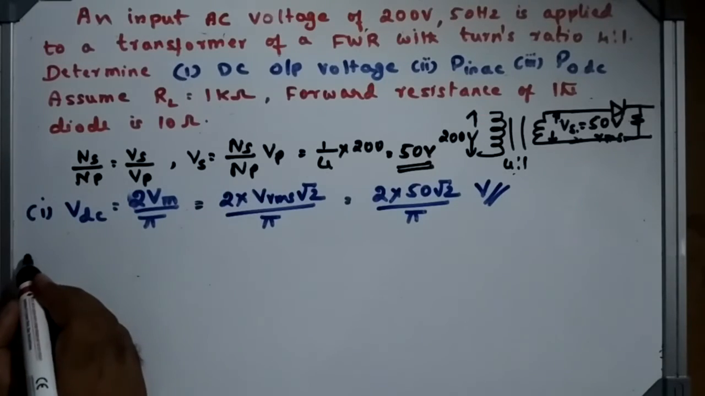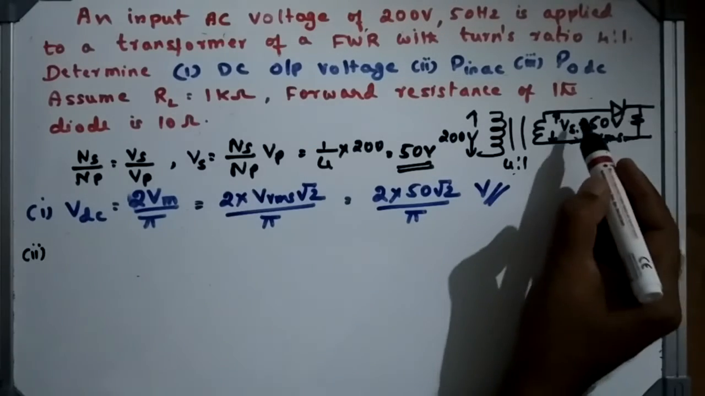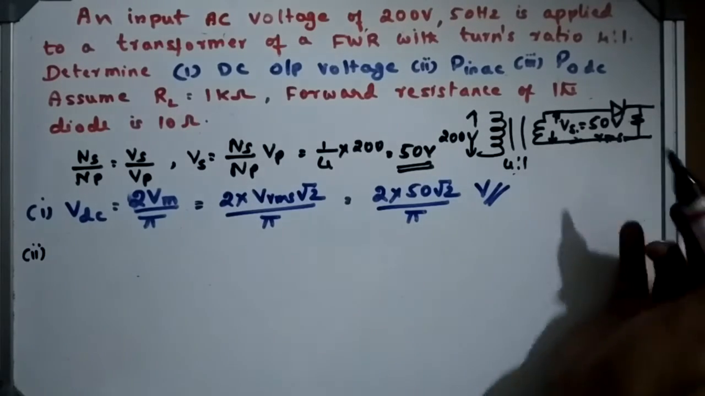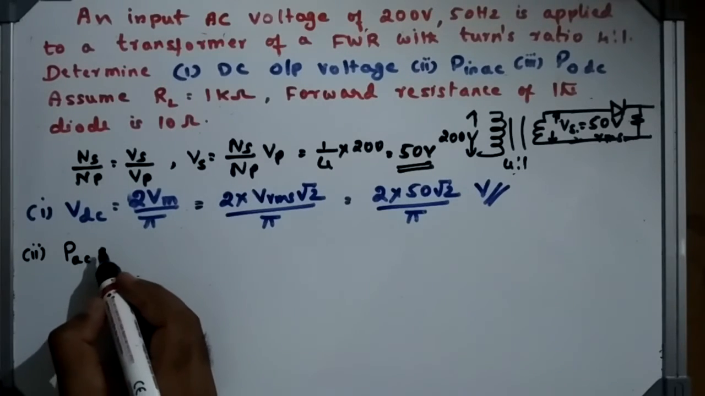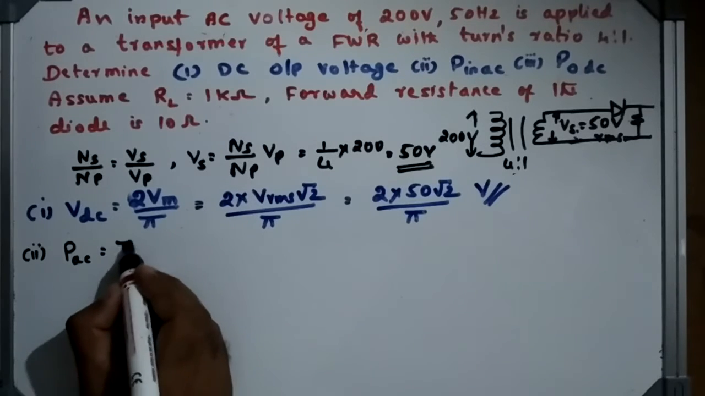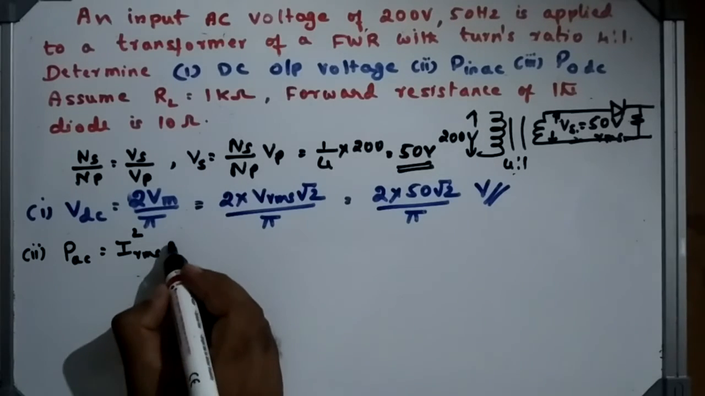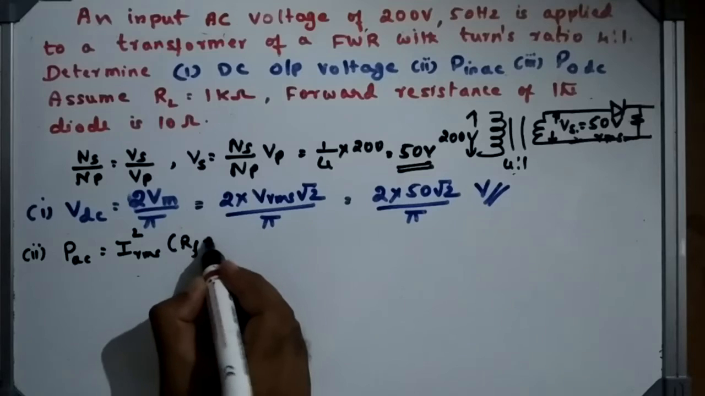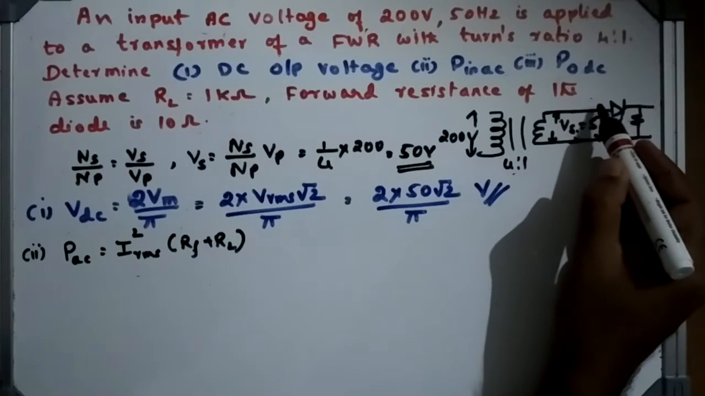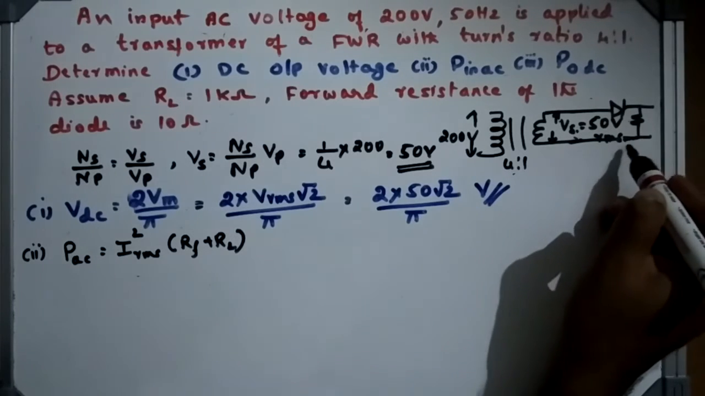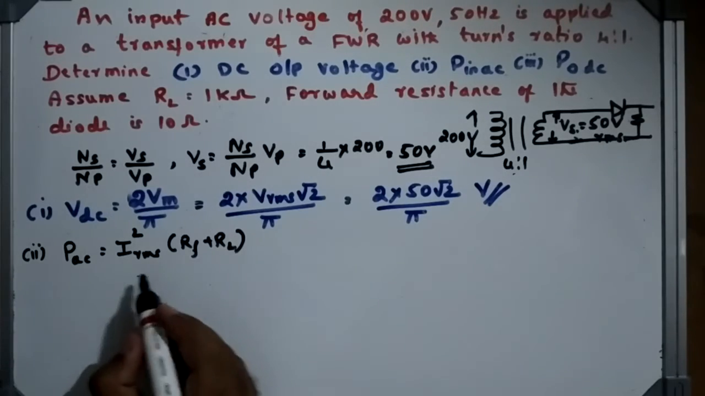Now the second question, what is the input AC power? That is the input AC power given by the transformer. PAC is equal to I square into R. It is IRMS square, because this is AC power, I square into R. R is Rf plus RL, because AC flows from the transformer through the diode and the load. So you have to consider the forward resistance of the diode also.